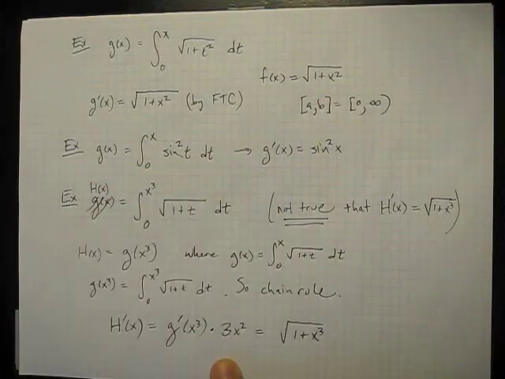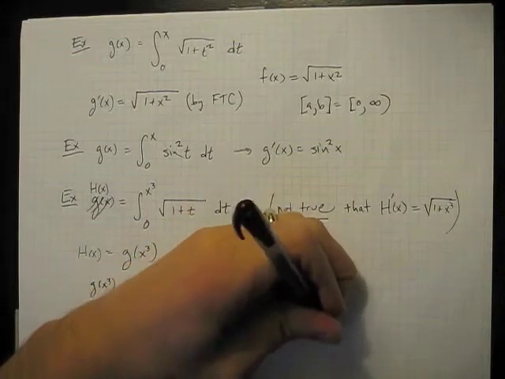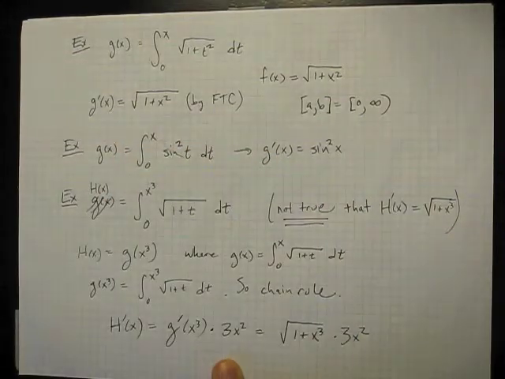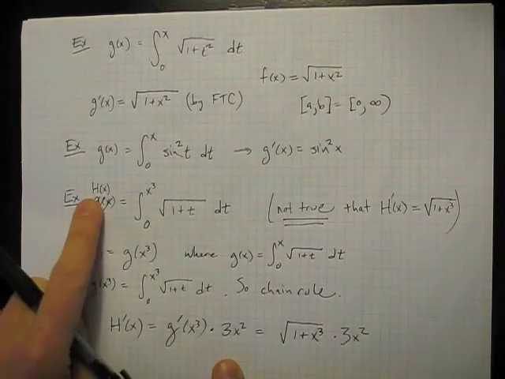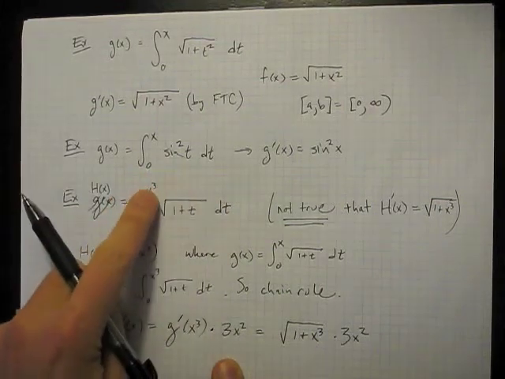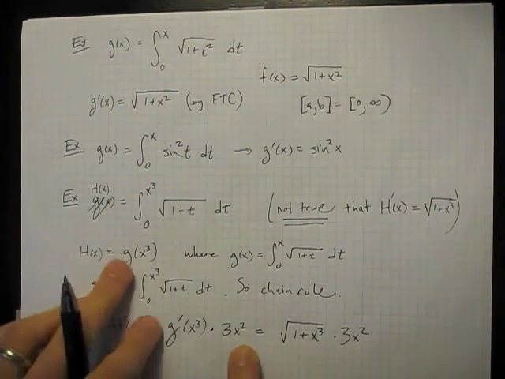So we take x cubed and put that in there, and then we multiply this whole thing by 3x squared. Okay? This is how you take the derivative of a function that's defined using an integral, but when there's another function here. Okay? Let me give you the general rule for this.